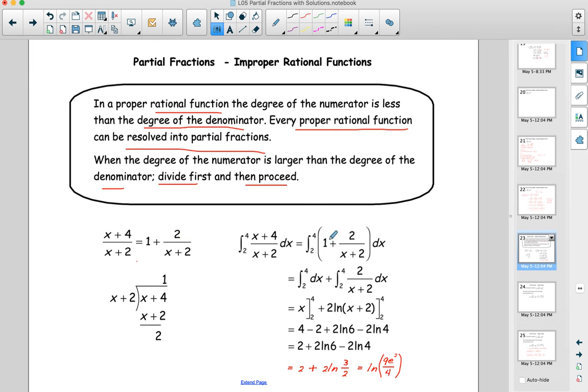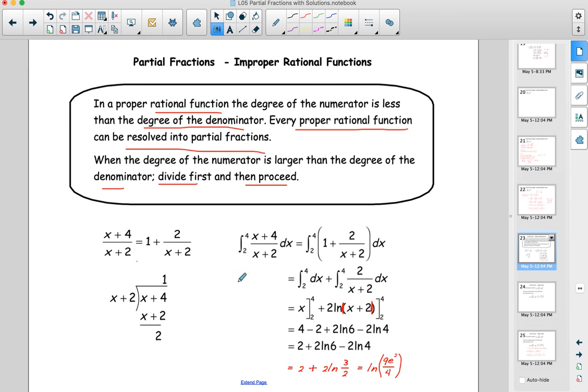So splitting into two integrals, I have the integral of 1 dx plus the integral of 2 over x plus 2. Going backwards on dx, we will get x, and going backwards on this, we will have 2 times the ln of, and technically we would need absolute value around that. So I'm going to put the absolute value there.